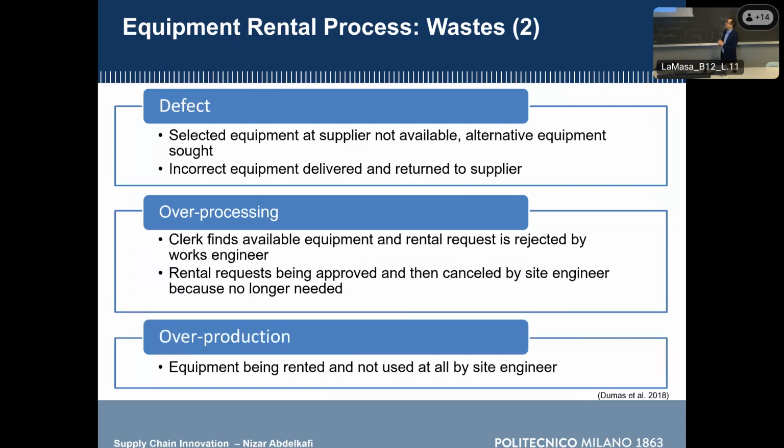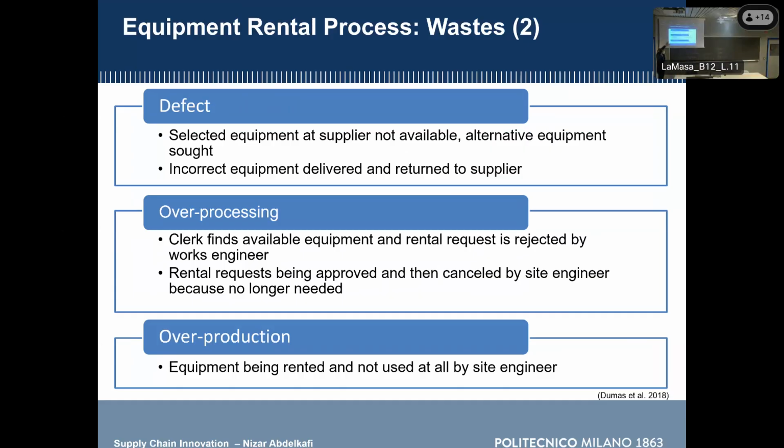Defects: selected equipment and supplier not available, so you have to look at alternative equipment. Then incorrect equipment delivered and returned to supplier. It may happen, right? We are not living in an ideal world, so the clerk may not have done the work correctly, identifying an equipment that does not match the features requested by the site engineer. Perhaps the supplier has delivered the wrong one, although the clerk has identified the appropriate one, so many defects could happen.